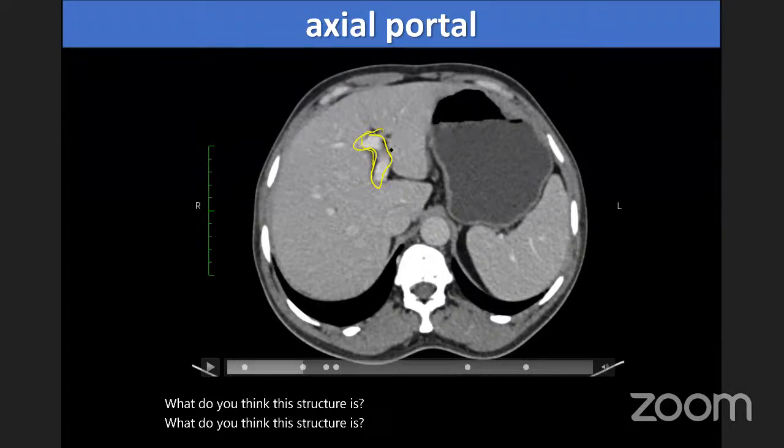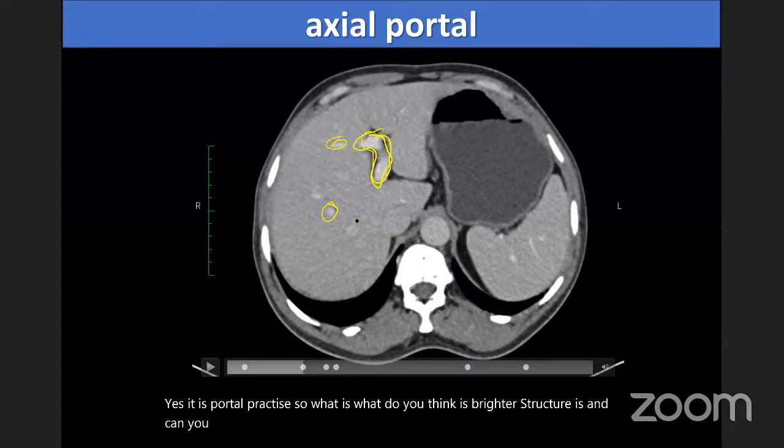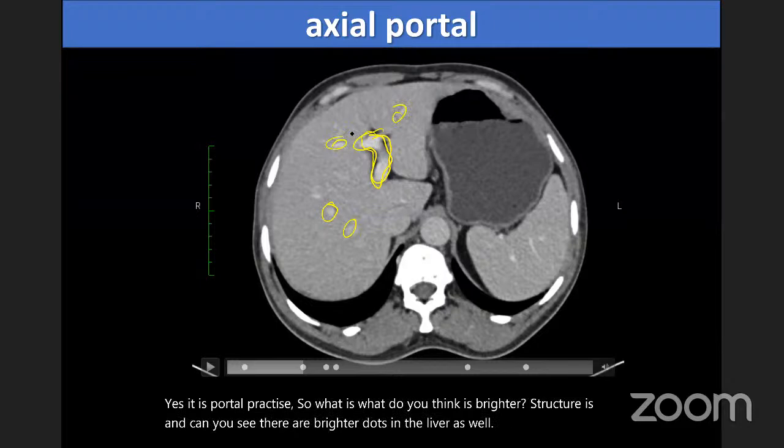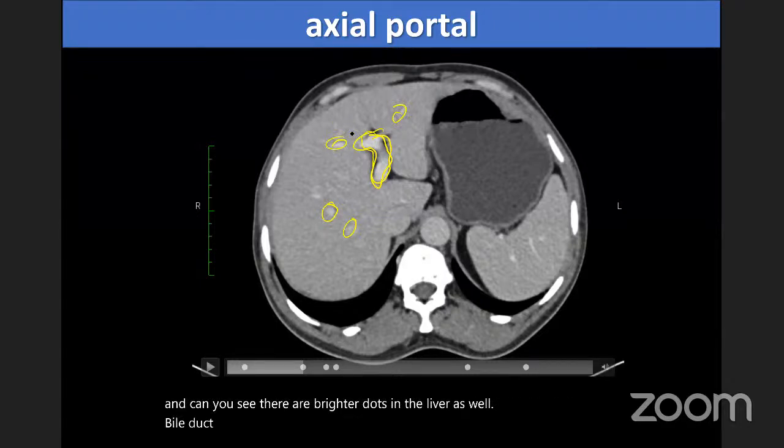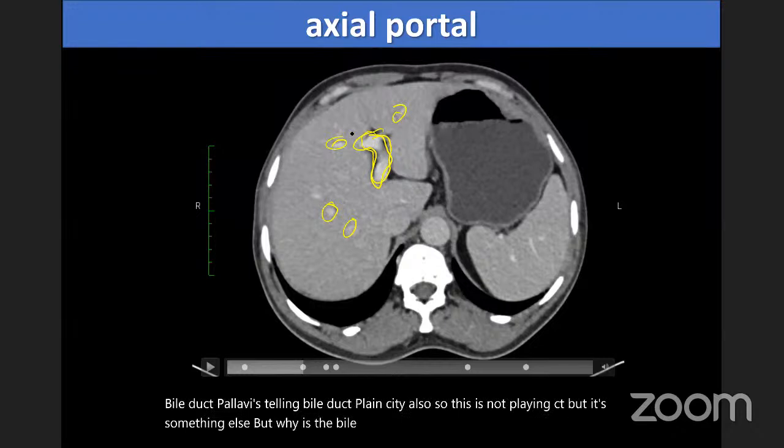So what do you think this brighter structure is? And can you see there are brighter dots in the liver as well? Bile duct. Pallavi is telling bile duct. Pallavi, I showed you plain CT also. So this is not plain CT, but this is something else. But why is the bile duct not appearing bright in plain CT? What is the structure which is appearing in this CT and why is it appearing denser?